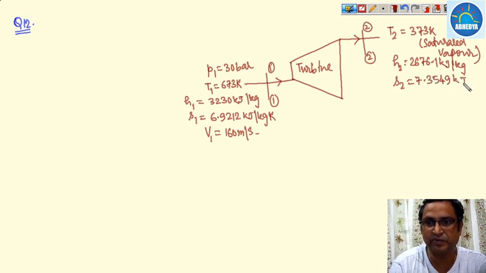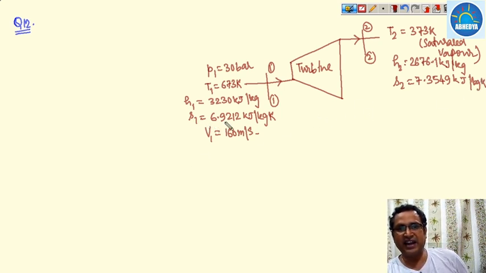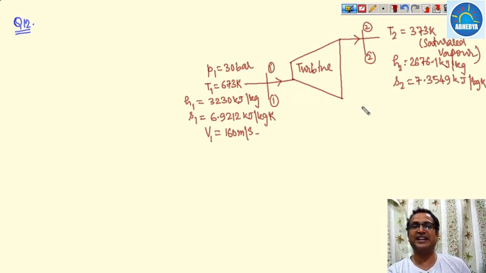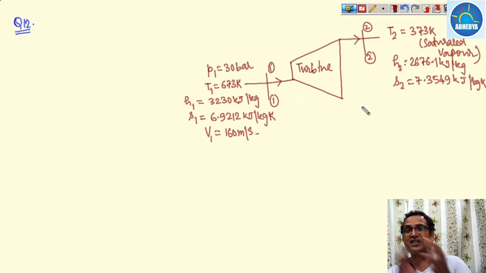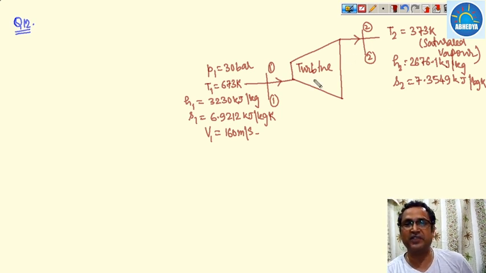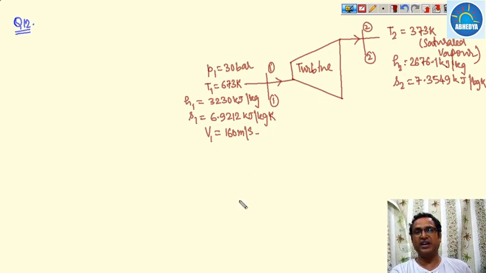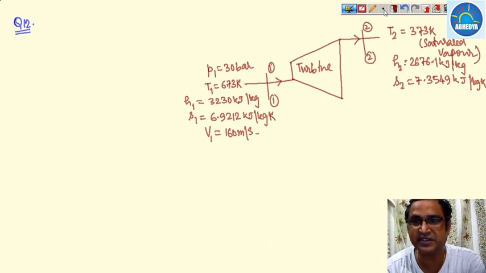kilojoule per kilogram Kelvin. Now if you see that the entropy at inlet is less than the entropy at outlet, then what does it mean? It means that some entropy has been generated within the system, and since the entropy is generated, it means that irreversibility is there. So because of the irreversibility, obviously the final output availability will be less as compared to your inlet condition.